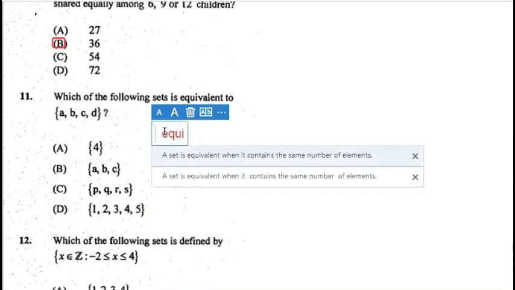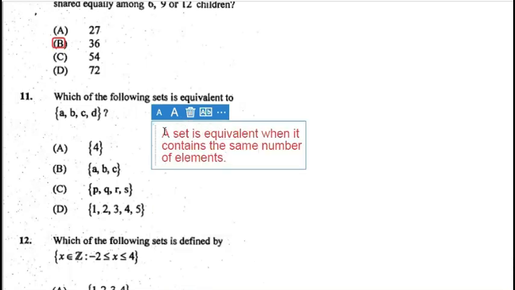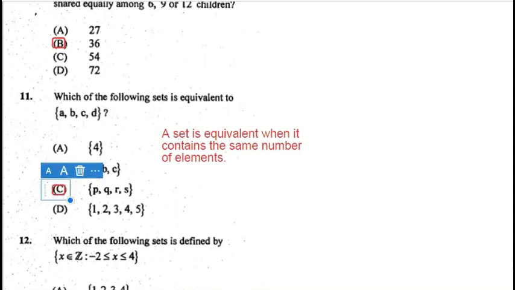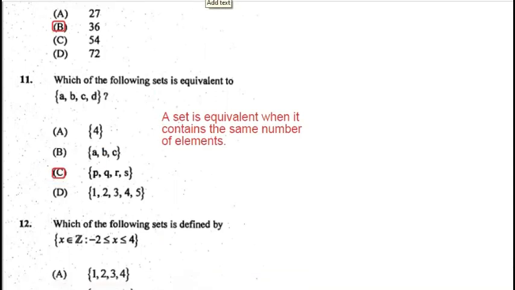So a set is equivalent when it contains the same number of elements. So there's 1, 2, 3, 4 elements in the question. Therefore, we're looking for an answer that contains 4 elements as well. And the only one that contains 4 elements is C, which is P, Q, R, S. And we're moving nicely along, guys.